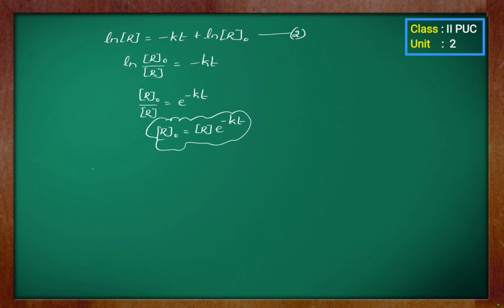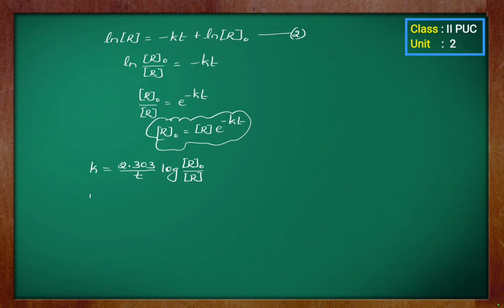We had written the expression for the rate constant as K is equal to 2.303 divided by T log R naught divided by R.